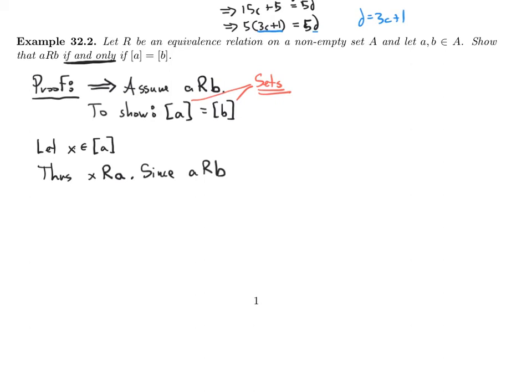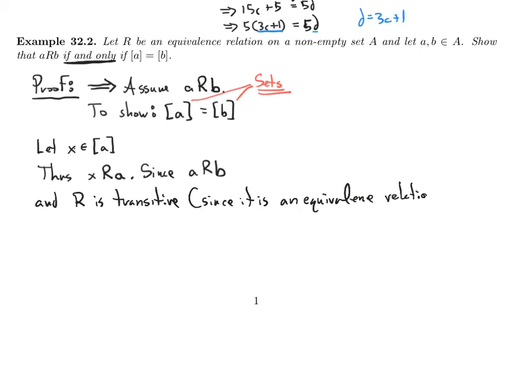So since A is related to B, and R is transitive, since it is an equivalence relation, we have that X is related to B. X is related to A. That's because we picked it in the equivalence class of A.